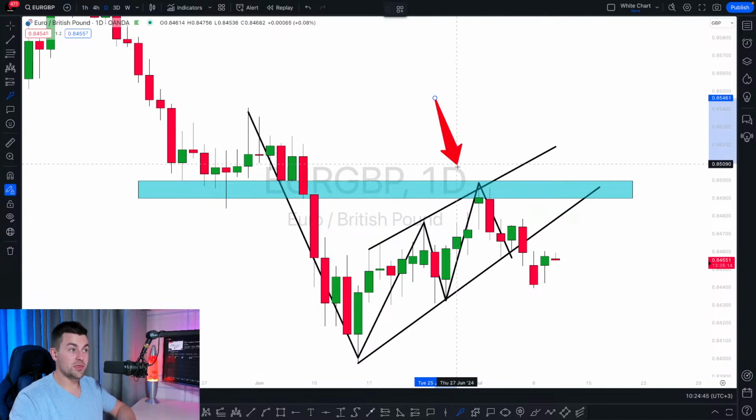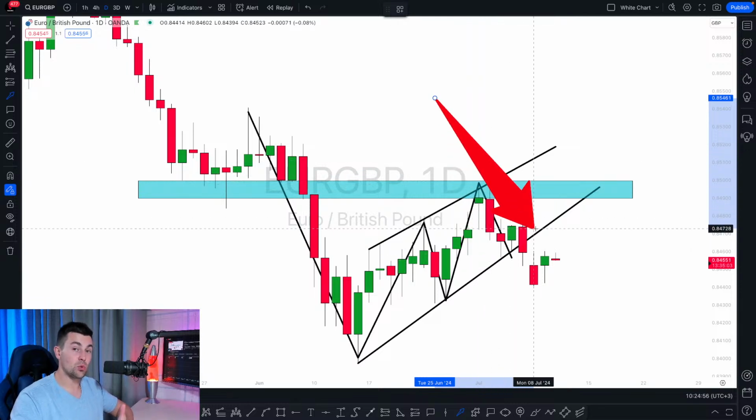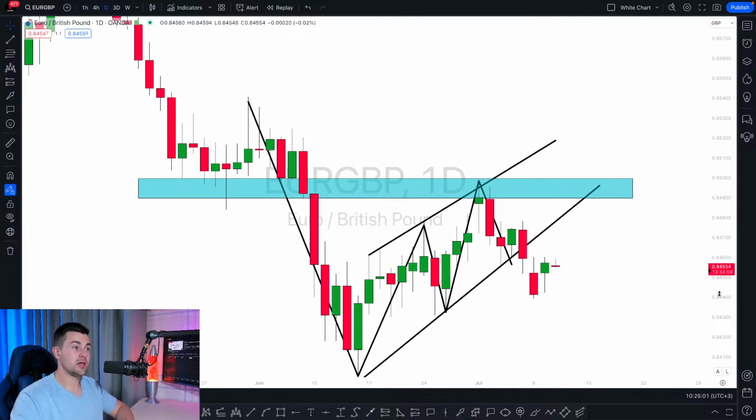And look what happened when the market tested that broken structure. After the test of that broken structure, bearish pressure became so strong that the price managed to violate the trend line of the wedge.